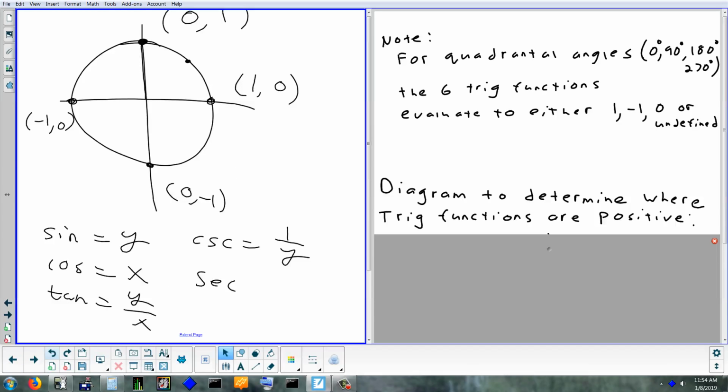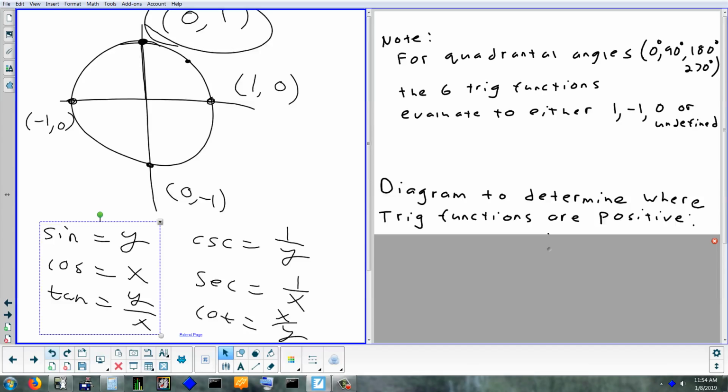All right. Secant is 1 over x, cotangent is x over y. Those are all old formulas, I think, from section 6.2, maybe 6.3. So if you said, all right, what's the sine of 90? I'd say, okay, here's the coordinate. Sine is the y value. The sine of 90 is 1. What's the cosine of 90? Cosine is the x. X value is 0. What's the tangent of 90? I need the y divided by the x. 1 divided by 0. I can't divide by 0. Tangent of 90, undefined. Right.